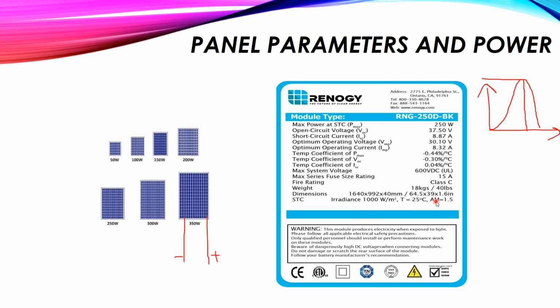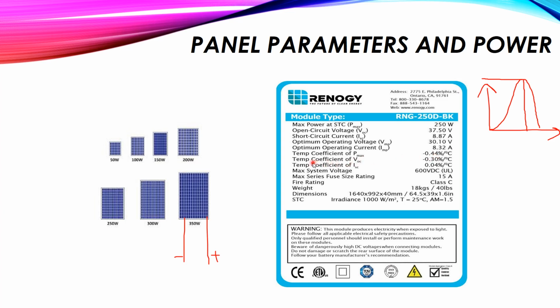The maximum power here is generated at 1000 watt per square meter, temperature 25 Celsius degree, and air mass 1.5. Now if the temperature, for example, instead of 25 becomes 26 Celsius, so we increase the temperature by 1 Celsius, what will happen in this case? The maximum power will be reduced by 0.44%. The power will be reduced.